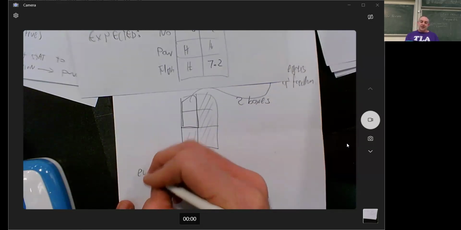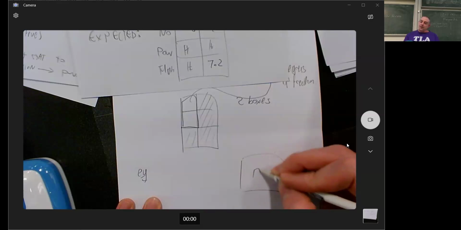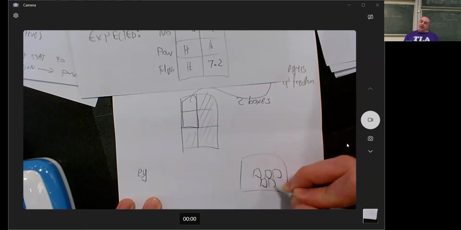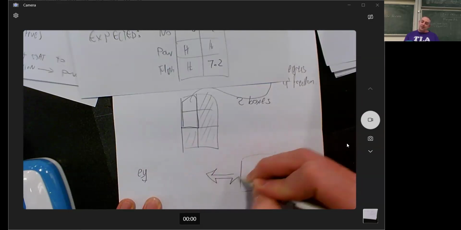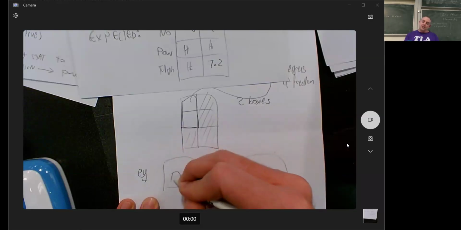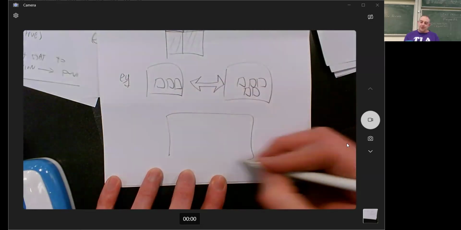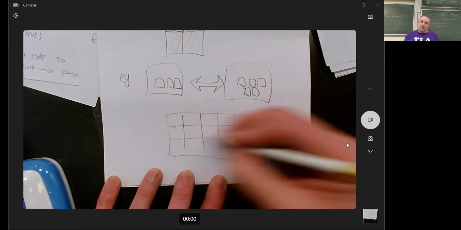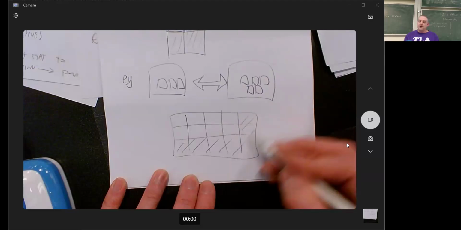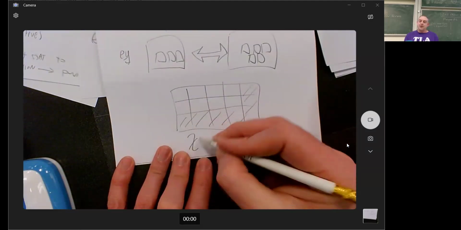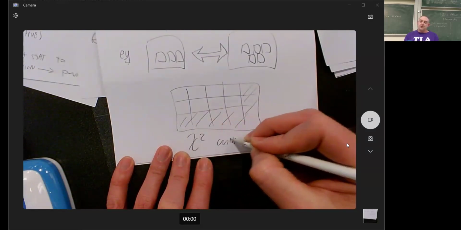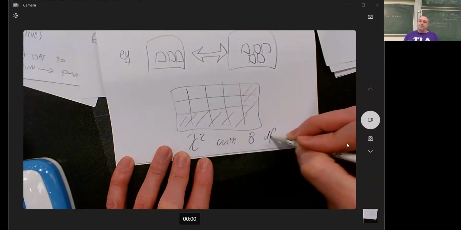And so as an example, if I had something with 5 categories here, and I wanted to know how it was related to something with 3 categories here, then I would have my little table and I would cross out 1 row and 1 column, and I have 8. So I would have a chi-squared with 8 degrees of freedom.